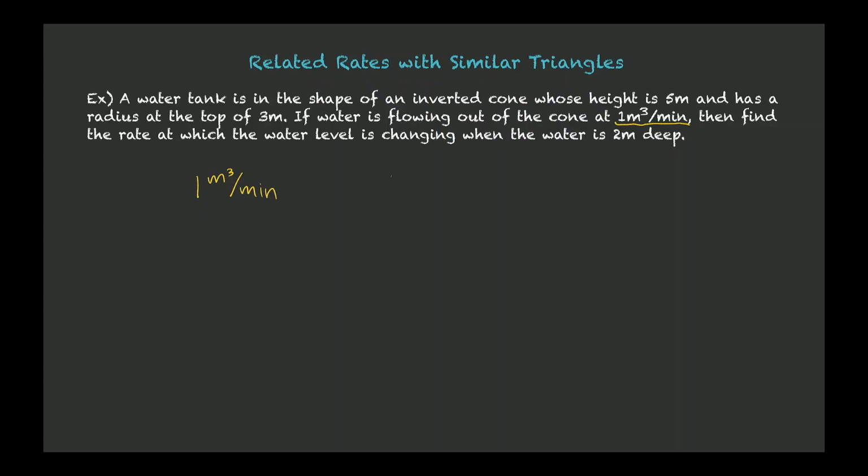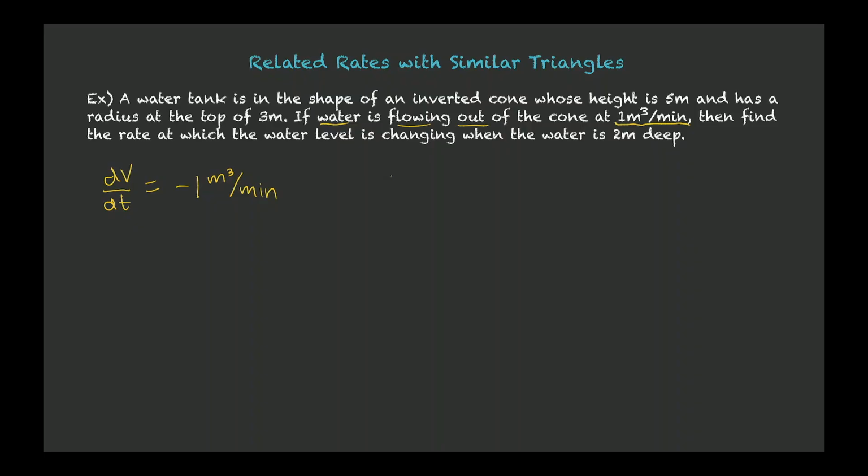Meters cubed on the top, that's a unit of volume. So this should be a change in volume. And per minute is a unit of time. So dV/dt. Now if we read a little bit closer, it says the water is flowing out. So that means that my volume is changing in a negative manner, that the volume is getting less. So I need to put a negative 1 meter cubed per minute. So my change of volume per unit of time is negative 1 meters cubed per minute.